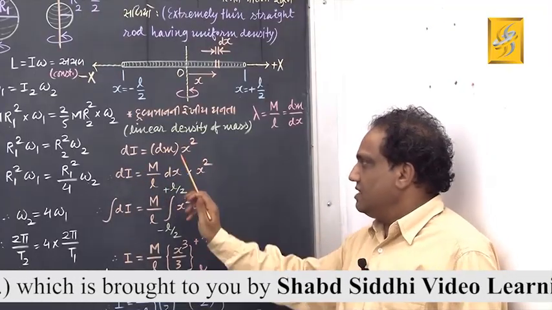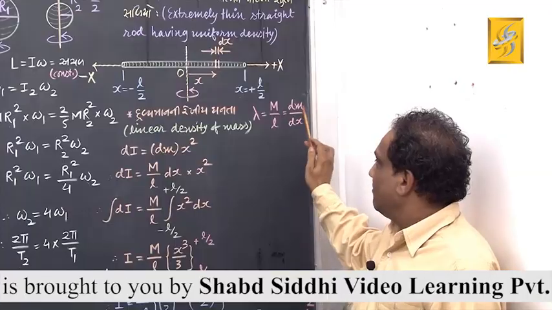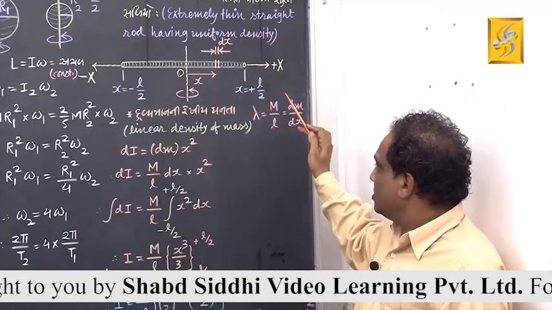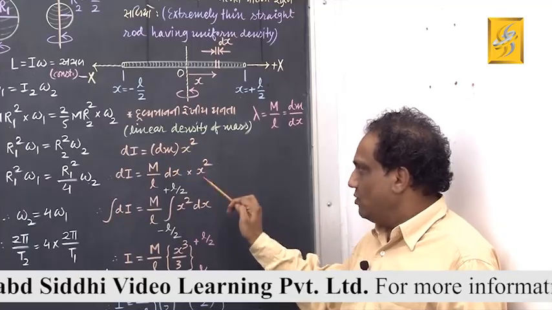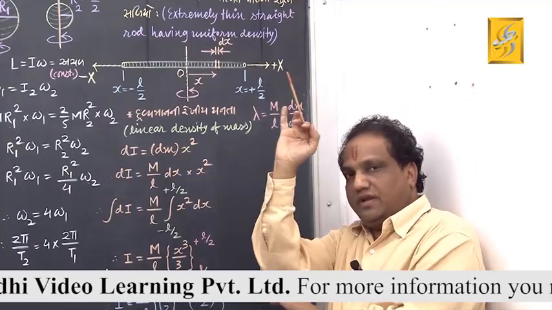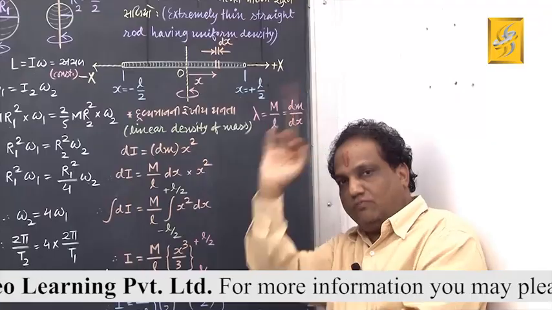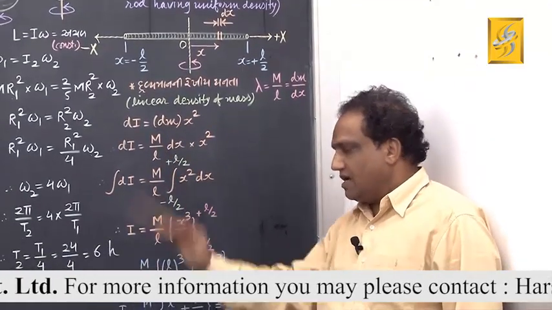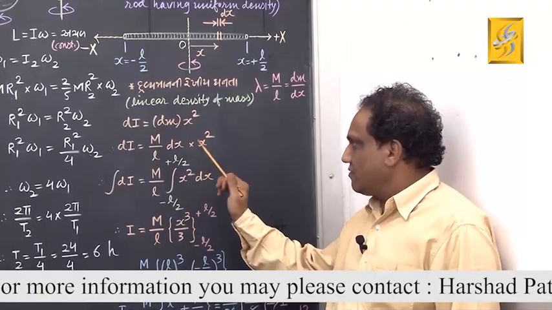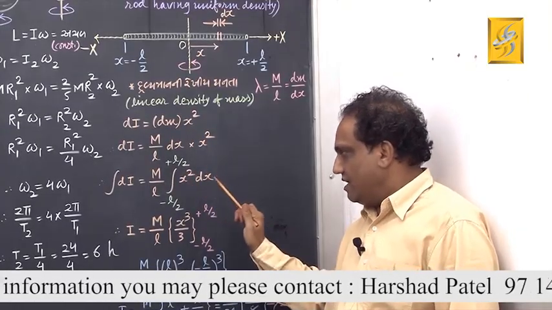Di as it is. What is dm from here? Find out dm from here, transfer this. So dm is m upon l into dx, and the moment of inertia element is m upon l into dx into x square. Fine. Take integration on both the sides. m upon l is constant, taken out, integration x square dx.